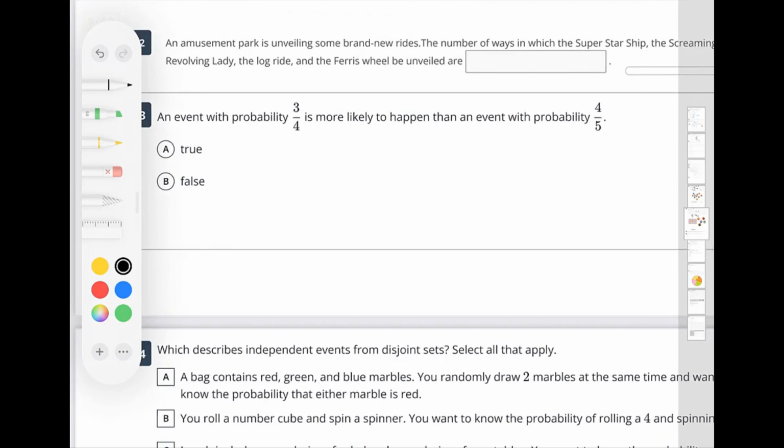This question: an event with probability 3/4 is more likely to happen than an event with 4/5. More likely means it is greater. Well, the student who doesn't know their fractions is probably going to pick 3 is smaller than 4. But if you actually turn this into a decimal, you realize that 4/5 is greater. So the question is, is 0.75 greater than 0.80? This would be false. So the answer for this one is going to be false.